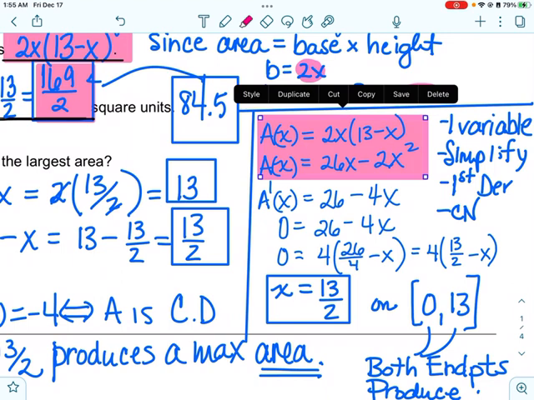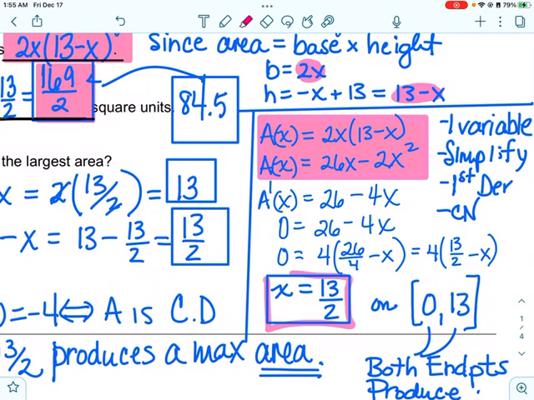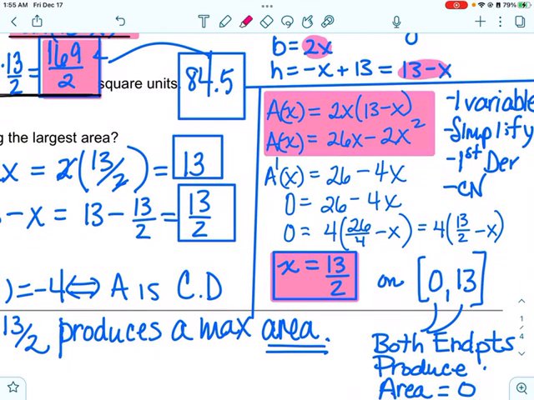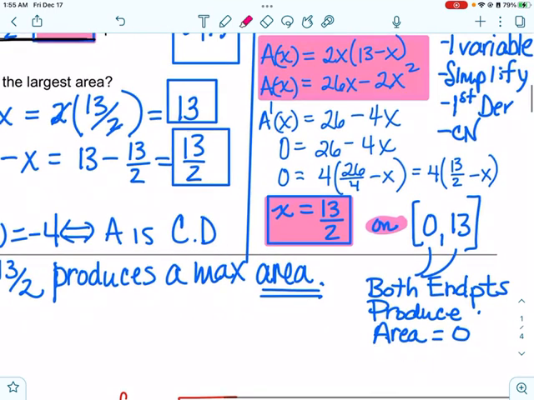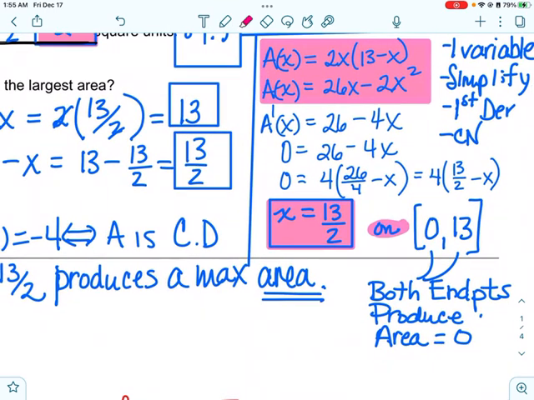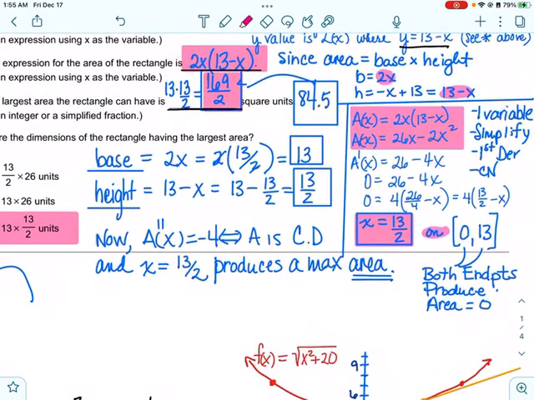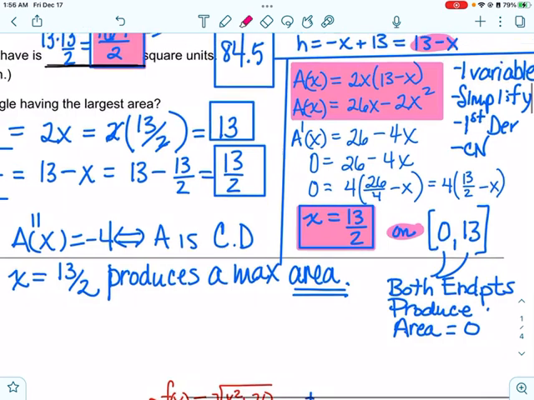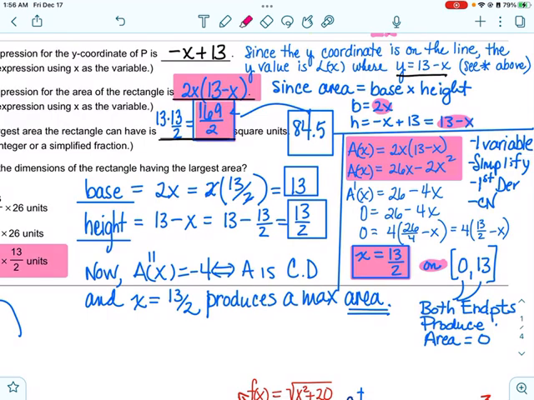So when we do that, because remember, the maximum or minimums occur at the critical numbers. So if I look, we have our critical number is 13 halves, right? So we know that the domain, I'm going to say on 0 to 13, because both endpoints are where you're going to produce an area that's going to be 0, because you can't get bigger than 13. If you do, you'll have a negative height. And of course, when x is 0, you'll have no width at all. I mean, length along the base.